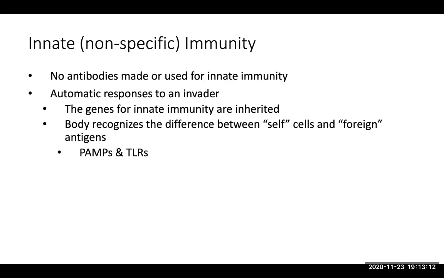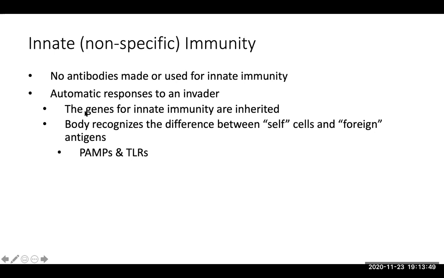Okay, automatic responses to an invader. It doesn't know who the invader is. It doesn't know, oh, E. coli is here, right? Or influenza virus, right? It doesn't know what the specific invader is. Our body can usually distinguish between bacterial and viral infections for the innate immune responses, and that's pretty much it. So it's going to be a very general response, okay?